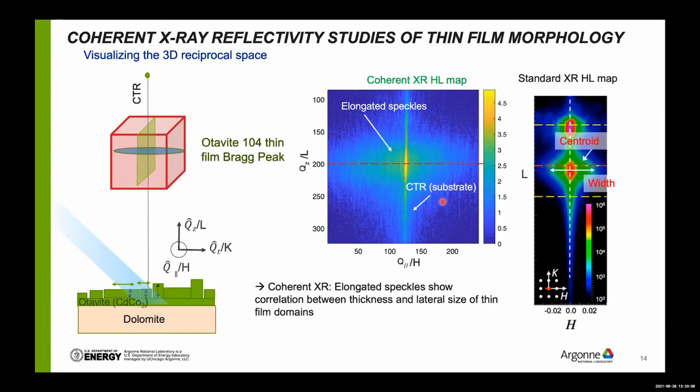The coherent X-ray map is much richer in terms of structural information. So in particular, in this case, you see these elongated speckles. The lateral position of these speckles, and their elongated shape parallel to the CTR, reveal the strong correlation between the thickness of the domains and their lateral size within the illuminated volume.